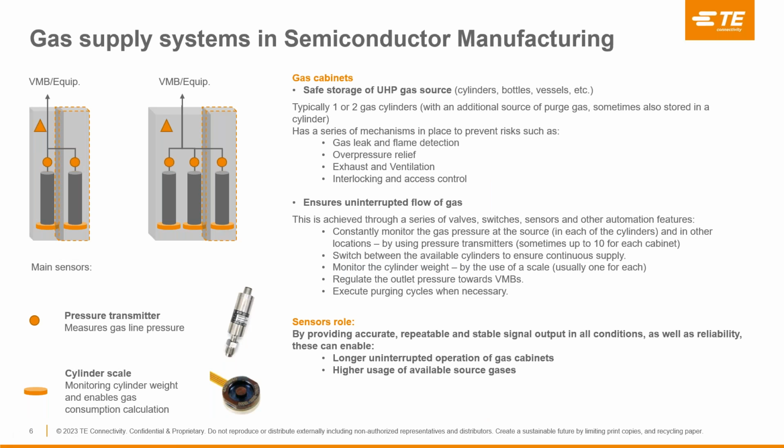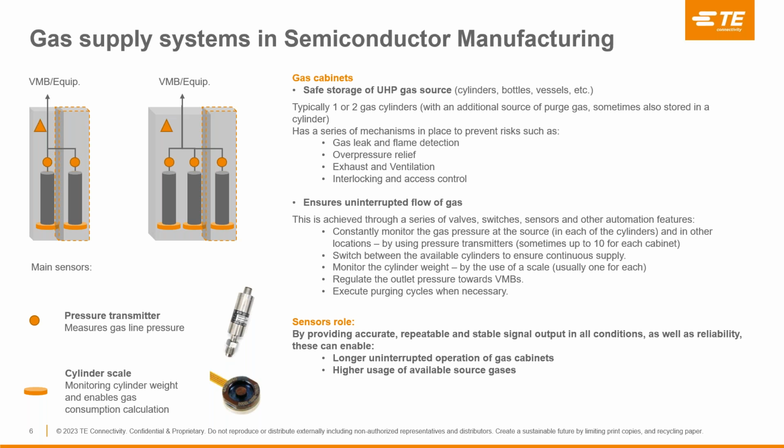Gas cabinets, as the name describes, is the place where the source of gas is located, and usually there are separate cabinets for each type of gas. Currently, there are more than 100 types of gases, and as more advanced process nodes are developed, new and often exotic chemistries are required.